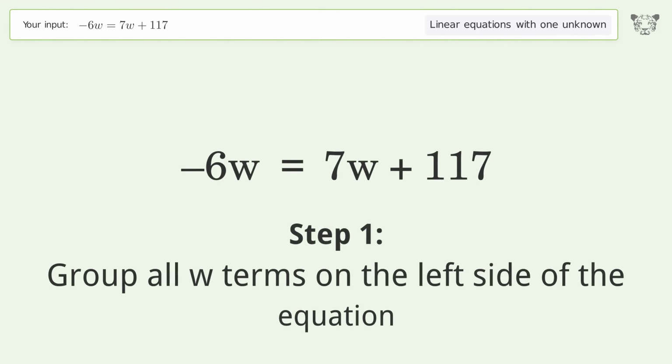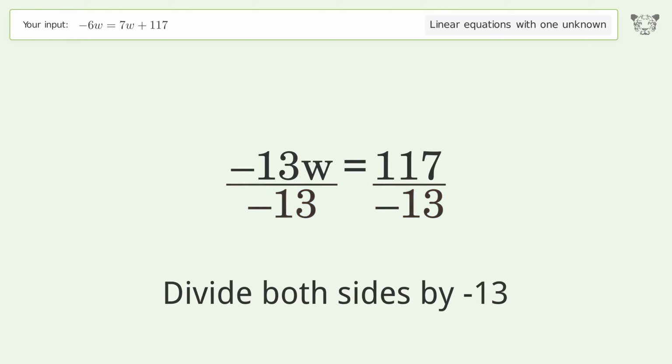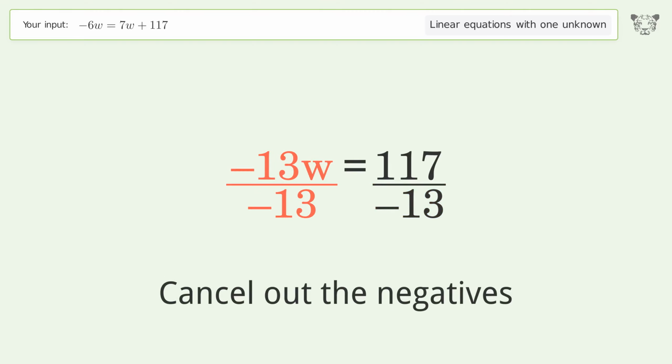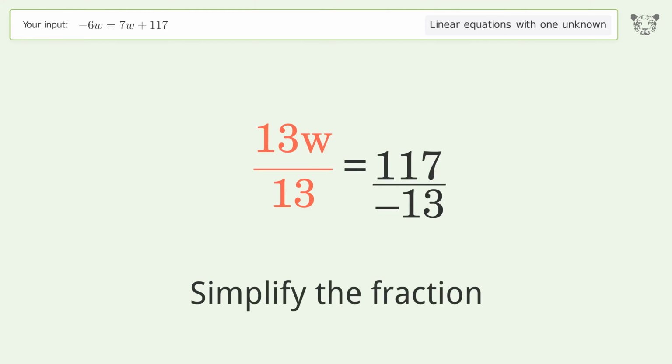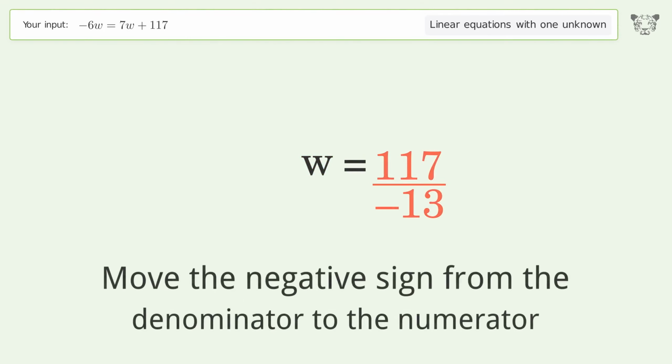Isolate the w. Divide both sides by -13. Cancel out the negatives. Simplify the fraction. Move the negative sign from the denominator to the numerator.